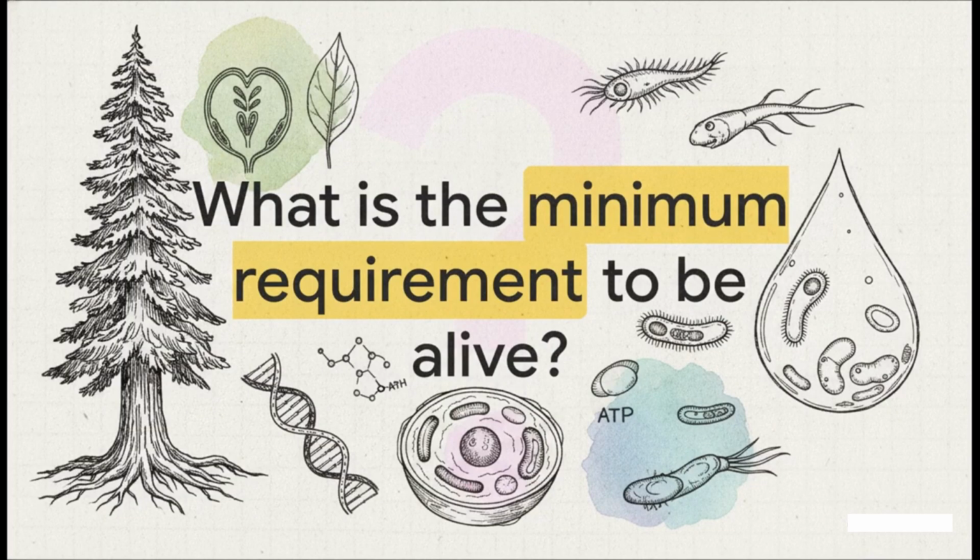So, think about it. If we want to define life, we really have to start at the absolute baseline, the non-negotiable requirement for survival. When we look around at the sheer variety of life on Earth, from massive redwood trees to those tiny, microscopic organisms swimming around in a drop of pond water, we have to ask ourselves, what's the common denominator here? What is the absolutely smallest possible thing that can exist independently and still technically be called alive?